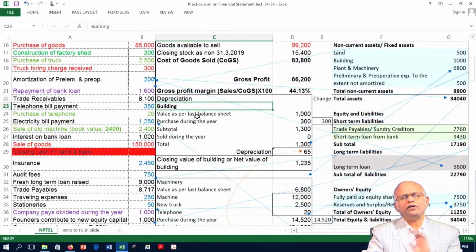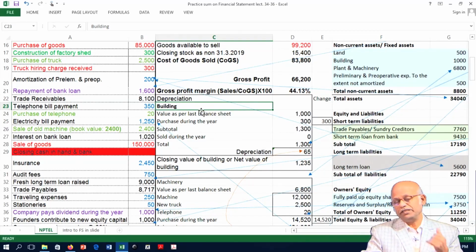Then we go like this. We identify all the building assets, whatever was there in the balance sheet in the previous year, because every year you have to start with the value that was shown in the previous year's balance sheet. Whatever is shown in the previous year's balance sheet is the book value or accounting value of the particular asset. That is shown after allowing depreciation during that particular year.